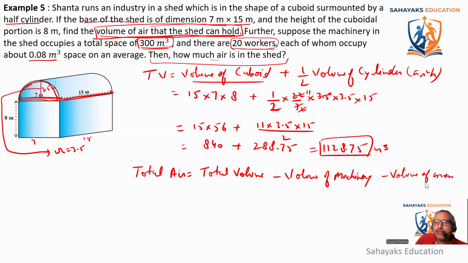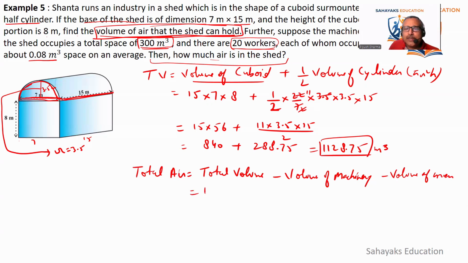Okay, so it is 1128.75 minus the volume of machinery, which is 300. They have already given it. Minus, now there are 20 workers, so it is 20 multiplied by 0.08.